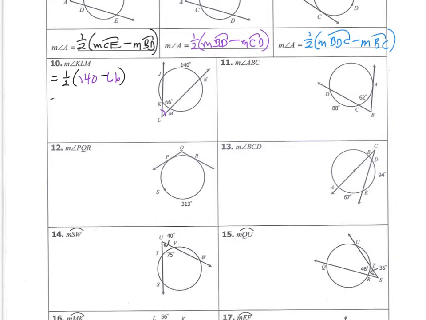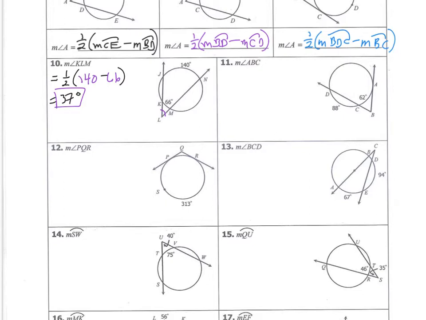I expect to see that work written out. I don't expect to see it all done in your calculator. Some of you are not getting credit on your homework for that. So 140 minus 66 is 74. Divided by 2, what did we get? 37 degrees. That's not so hard, right?